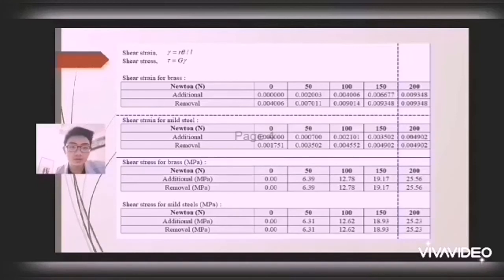Below is the table of shear stress. From the table, we observe that the value of shear stress during addition of load and removal of load is the same if the load added is the same. We also observe that the shear strain increases while the load is increased, and it decreases while the load is decreased.